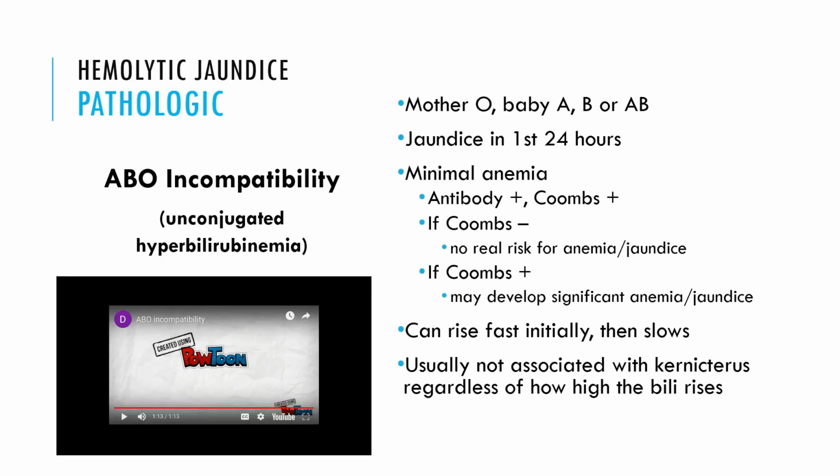So we've got a mom who's O, we've got a baby who's A or B or AB. We probably have jaundice in the first 24 hours. Minimal anemia, it varies by baby. It can be minimally anemic all the way up to moderately anemic, I would say. This just happens, you can't do anything about it. It's just the way you are.